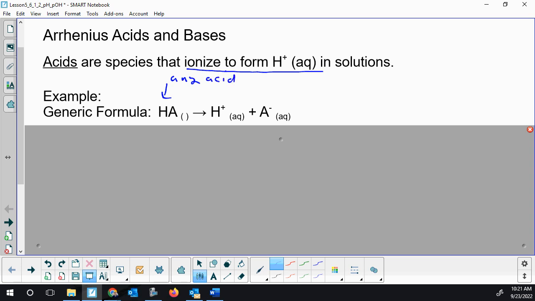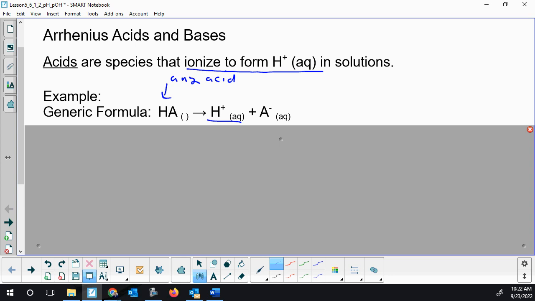Every acid has to have an H in it. That's why we've got an H in the generic formula. And then the A is meant to represent everything else that's left over, which tends to be an anion, hence the use of the A. So when our acid ionizes, we have that H+, and typically, but not always, a negative piece.